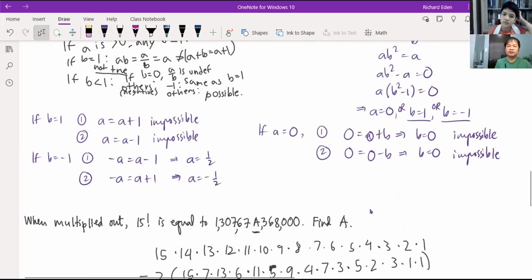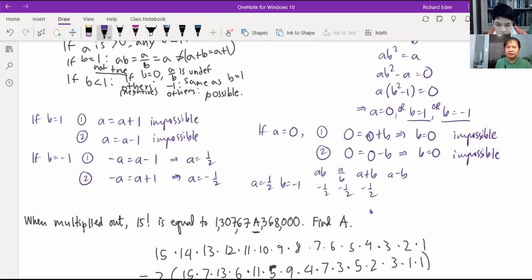Okay, so let's check. If A equals 1/2 and B equals -1, in fact, if you want, you could tabulate AB, A over B, A plus B, A minus B. These are going to be -1/2, A over B -1/2, A plus B -1/2, and then A minus B will be 3/2. On the other hand, if A equals -1/2 and B equals -1, we're going to get the following values.